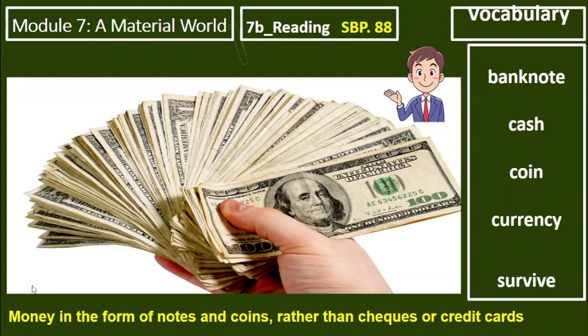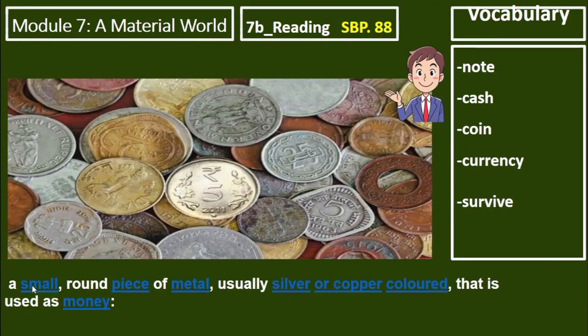Okay, so the second one is cash. Cash, the money, like the dollar, the dirham, the real, the pound. Money in the form of notes and coins rather than checks or credit cards. Cash. The third one is coin. Coin, a small round piece of metal, usually silver or copper colored, that's used as money. Coin.